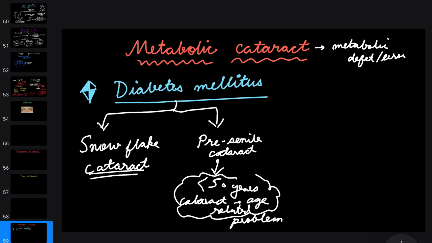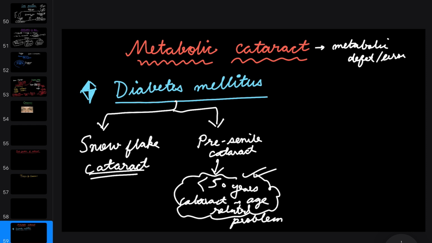Basically what I'm trying to say is increased age is a risk factor for cataract, but that age should be above 50, 60, like this. But if the same kind of cataract that one person gets for being old, a person gets when he or she is 30 years of age, then you call that cataract pre-senile. So basically the pathology is age, but the senile age hasn't actually been reached, but you have got the cataract. So that is a pre-senile cataract. And diabetes mellitus has been found to be an important risk factor for pre-senile cataract.